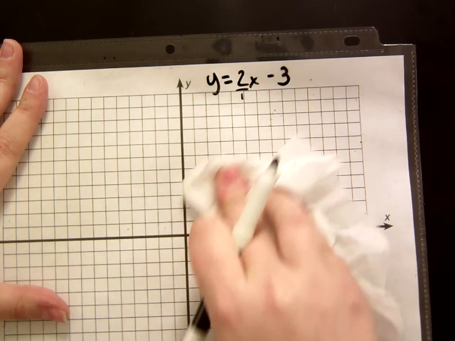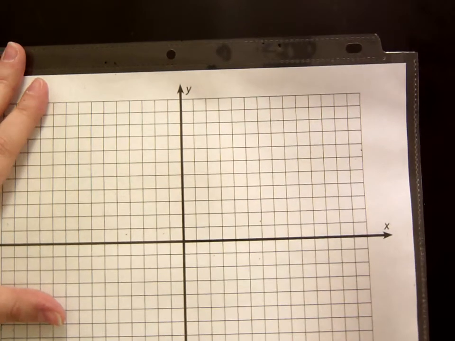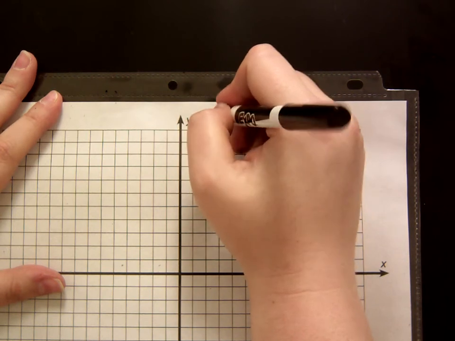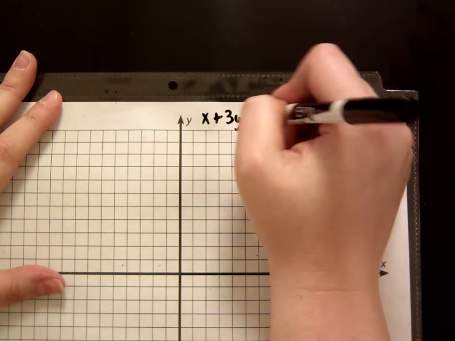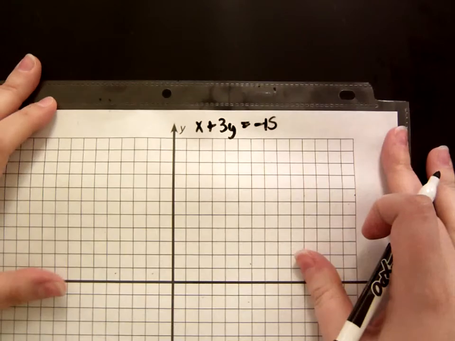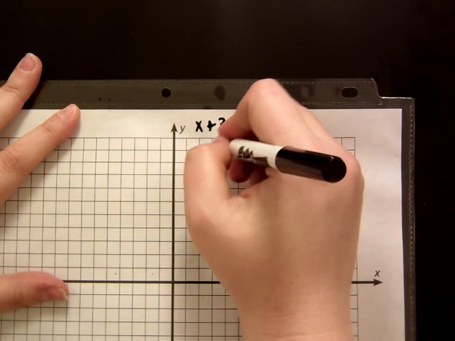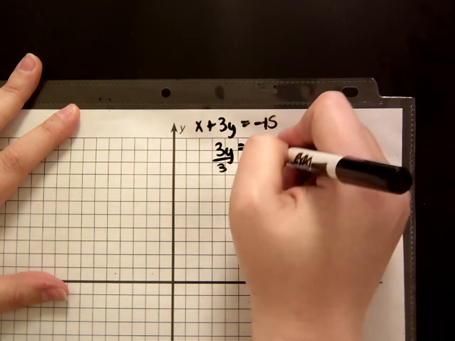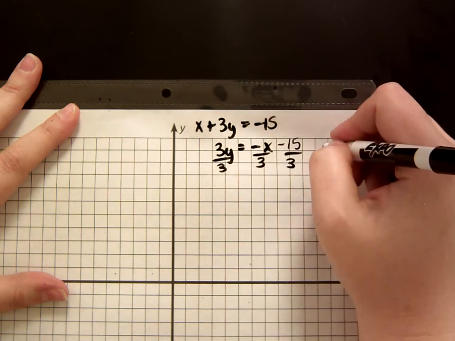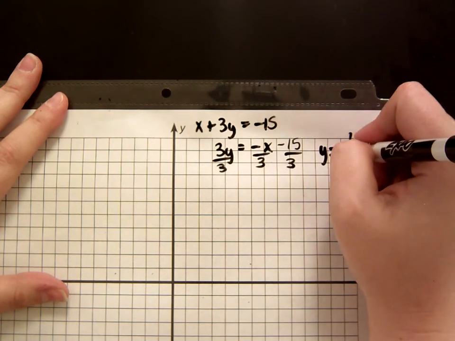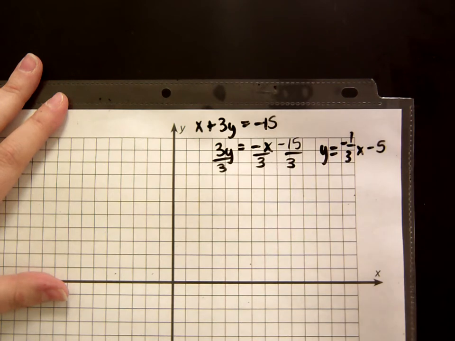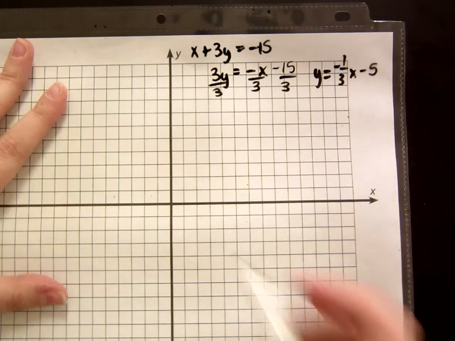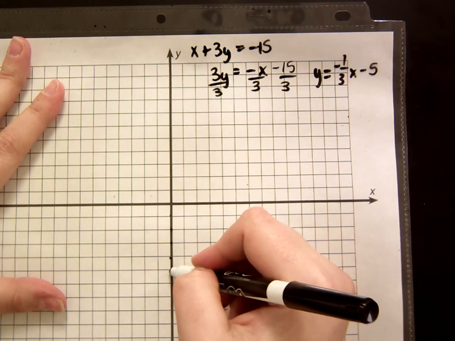Now, if it is not in slope-intercept form, you have to make it be in slope-intercept form. So let's take x plus 3y equals negative 15. I'm going to subtract x from both sides to get 3y equals negative x minus 15, and then divide everything by 3. This gives me y equals negative 1/3 x minus 5. So I go down 5: 1, 2, 3, 4, 5.